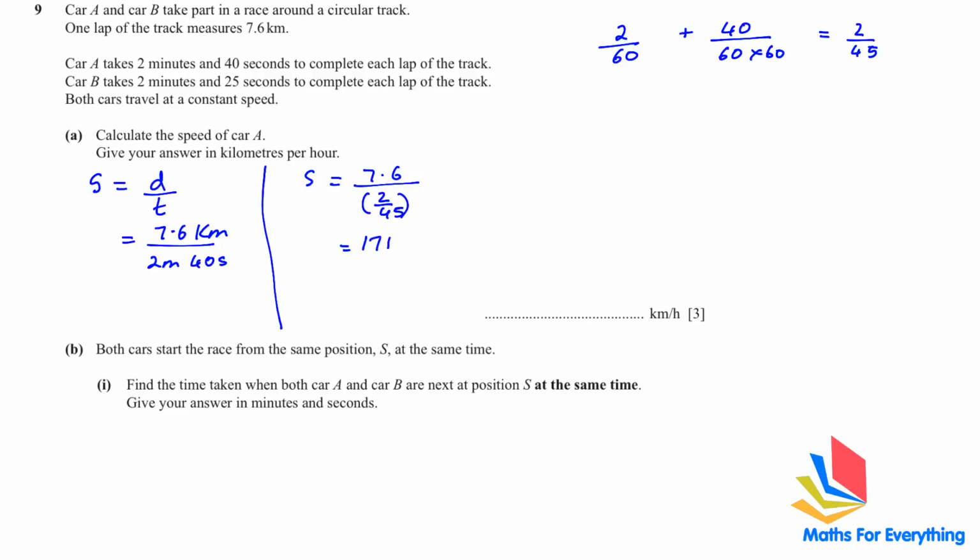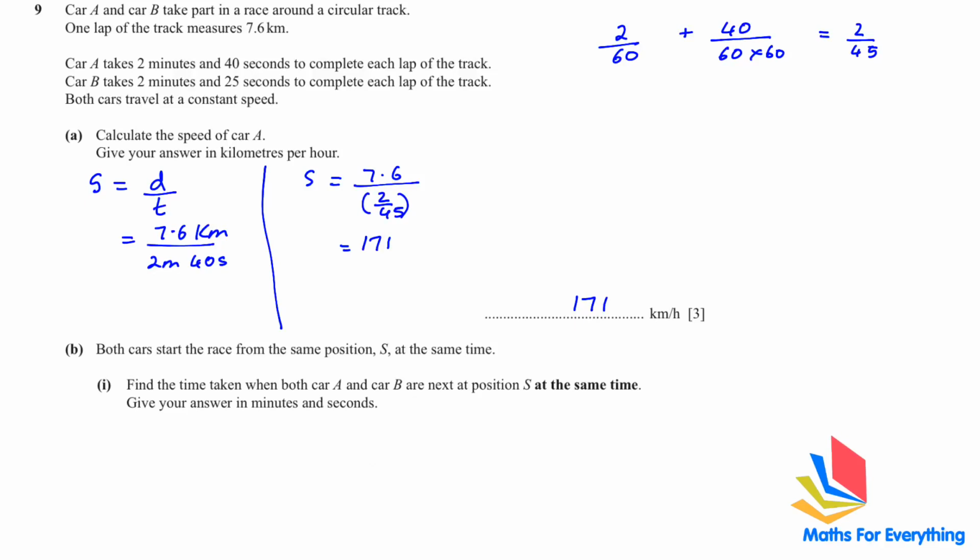We'll get 171. So speed is 171 kilometers per hour. Next part of the question. Both cars start the race from the same position S at the same time. Find the time taken when both car A and car B are next at position S at the same time. Give your answer in minutes and seconds.